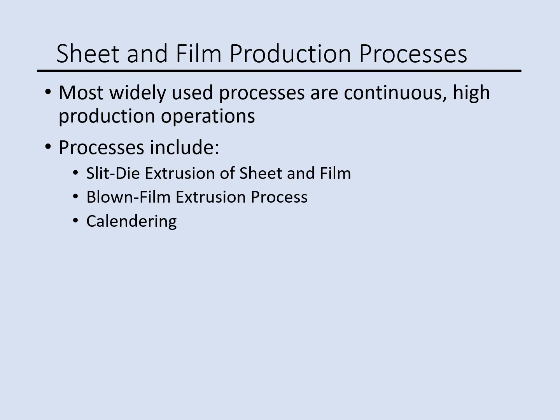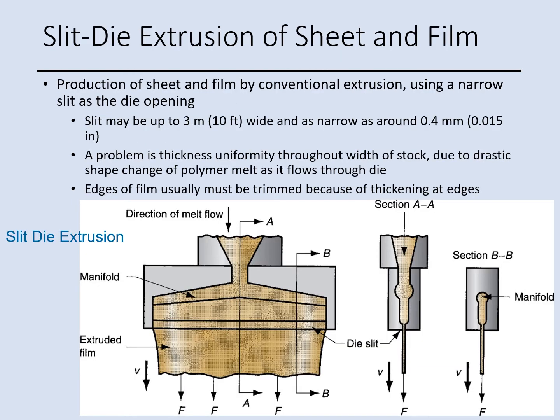The processes that are used for sheet and film production are continuous, and they are very high speed. Some of them are listed here in this slide, and we want to talk about them one by one. The first one is slit die extrusion for sheet and film, the second is the blown film extrusion process, and the third one is called calendering. So let's look at the first process, which is slit die extrusion.